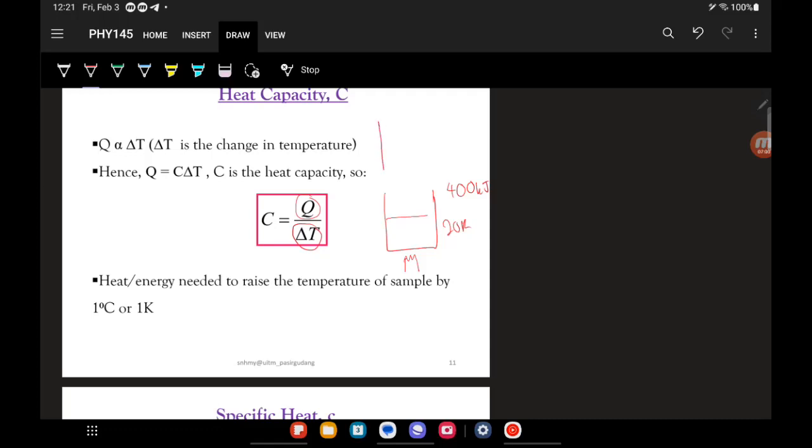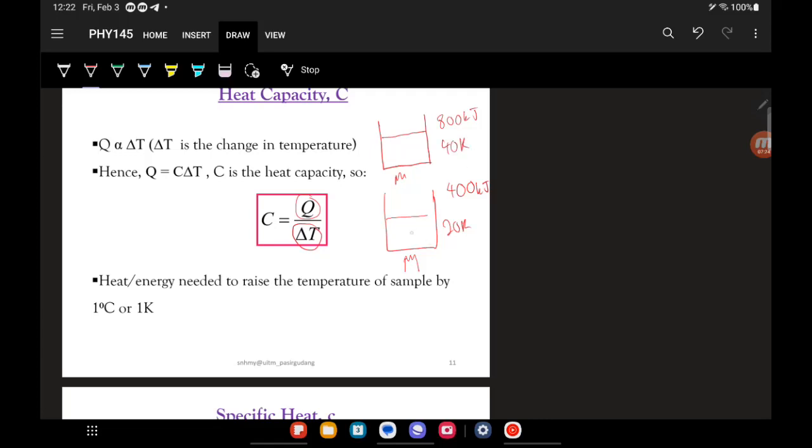Another one, with the same amount of quantity, but instead of 400 kilojoules, I provided 800 kilojoules. Then we expect the increase in temperature to be double as well.